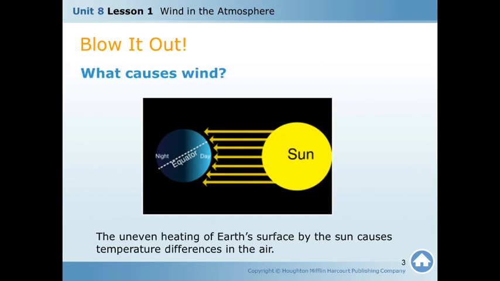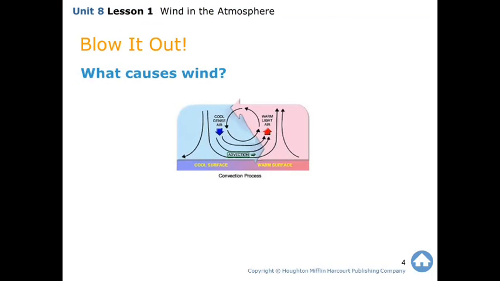Now, next question. We just said that the sun heats things differently, and that does cause different temperatures, yes? Yes, we definitely agree with that. So there's another statement: the uneven heating of Earth's surface by the sun will cause different temperatures. All right? So we're good with that statement.